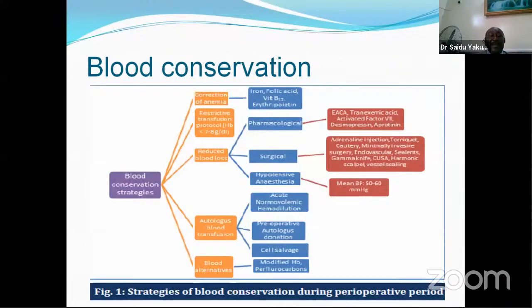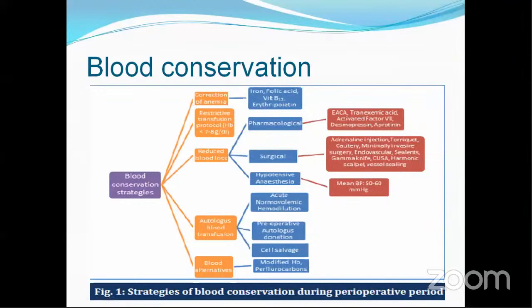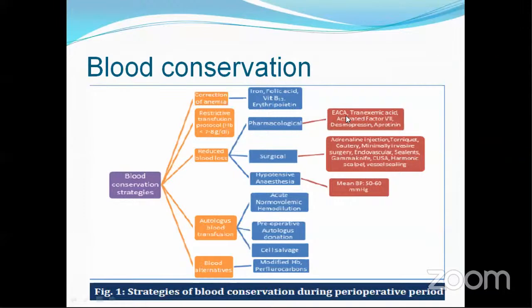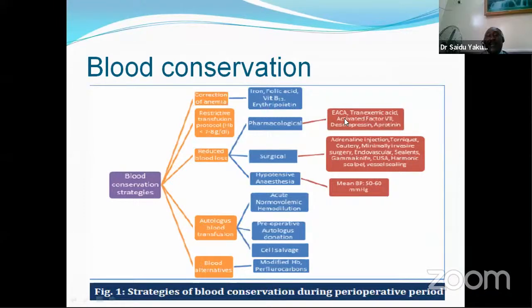These are the various blood conservation strategies. They include pre-op, intra-op, and post-op strategies. And then there could also be pharmacologic and non-pharmacologic. Pre-operatively, anemia should be corrected using iron, folic acid, vitamin B12. Among the pharmacologic means are the use of tranexamic acid and epsilon aminocaproic acid, fibrin sealants. Then among the surgical, there are tourniquet and diathermy and others.